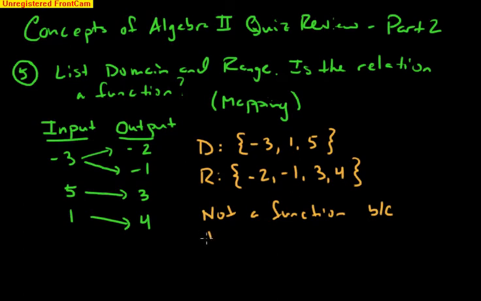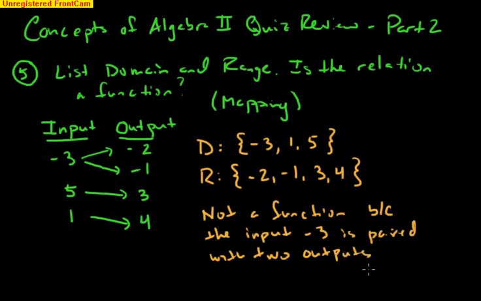Not a function because, and you're going to be asked to explain why. So make sure you understand why. Because the input -3 is paired with 2 outputs. And those are -2 and -1. Okay, so there is a good explanation of is the relation a function? No, it's not a function because the input -3 is paired with 2 outputs, -2 and -1.